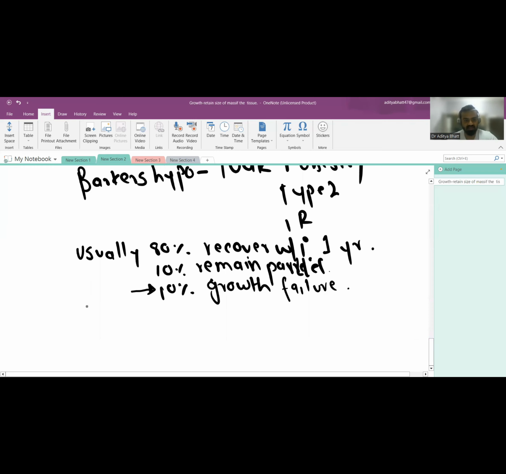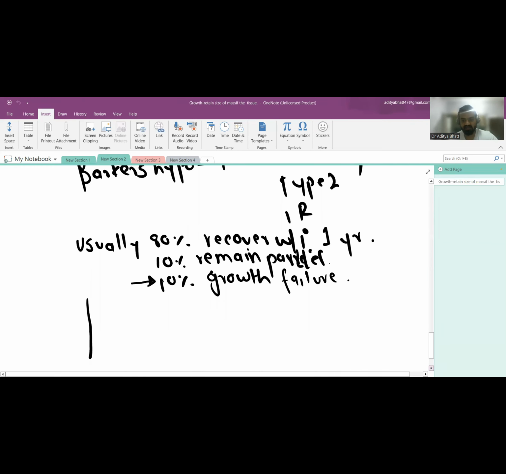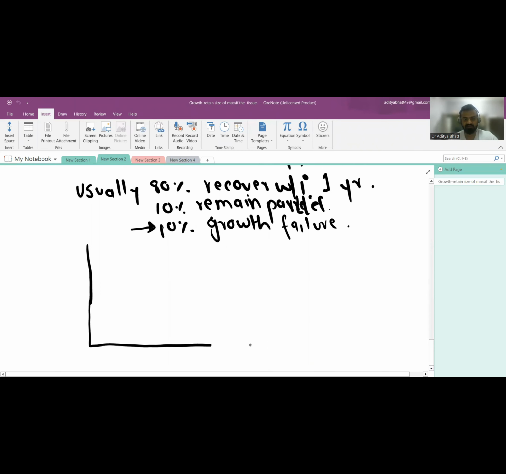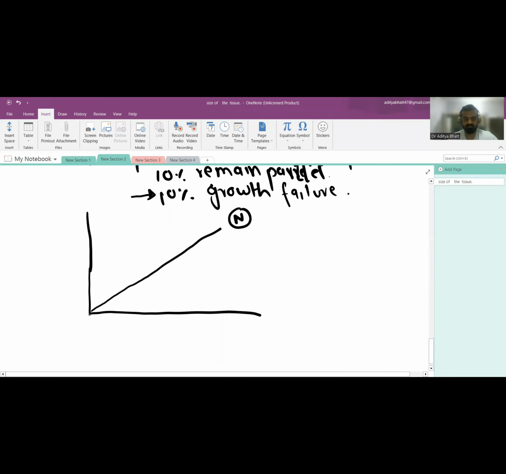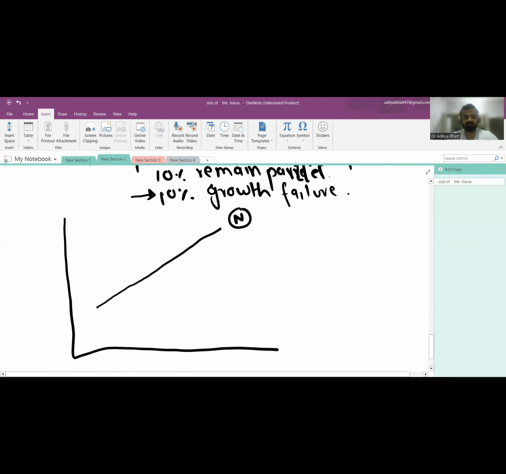I will show you that if we consider the growth trajectory, if we take this as the trajectory of a normal child, okay, wait, give me a minute. So if the growth trajectory is something like this, this is a normal growth trajectory. The child is, suppose, born at 3 kg. So the normal growth trajectory is something like this.